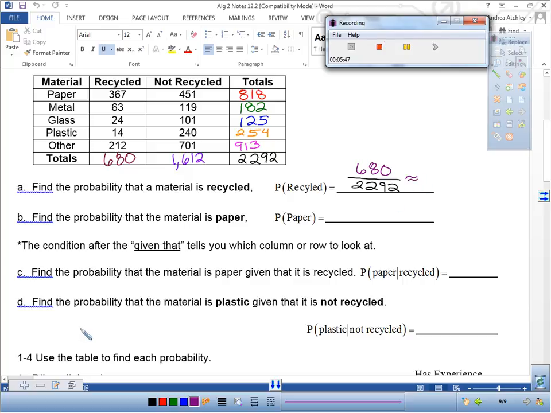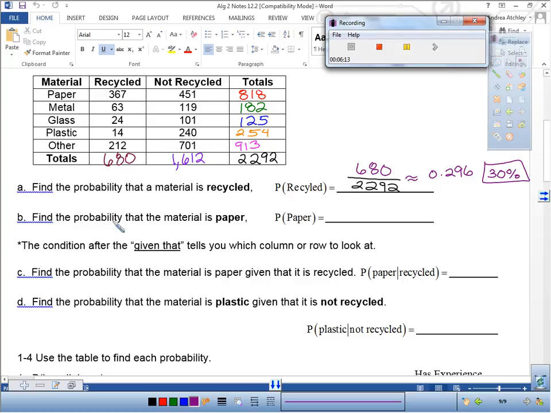Then we're going to divide that and write it as a percentage. And I have 0.296. So in a percentage, that would be 30%. Make sure you round. Okay. Any questions over that?